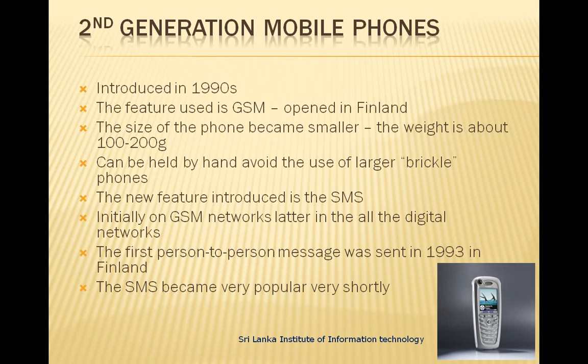The second generation started in 1990. The feature used in second generation mobile phones is GSM, that is Global System for Mobile Communication. The new releases of GSM are GPRS, that is General Packet Radio Service, which was released in 1997, and EDGE, Enhanced Data Rate for GSM Evolution. The frequency used at this time was in the 900 MHz range. In the second generation, the size of the mobile phone was reduced to weigh about 100 to 200 grams. This was possible through technology improvements such as advanced batteries and more energy efficient electronics.